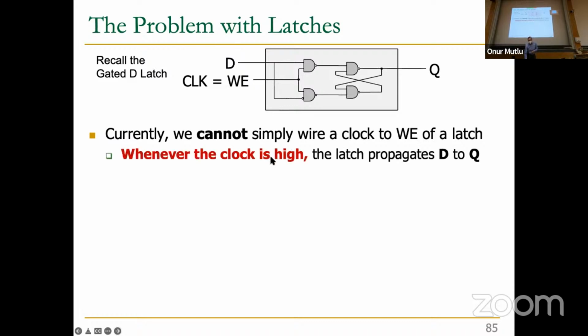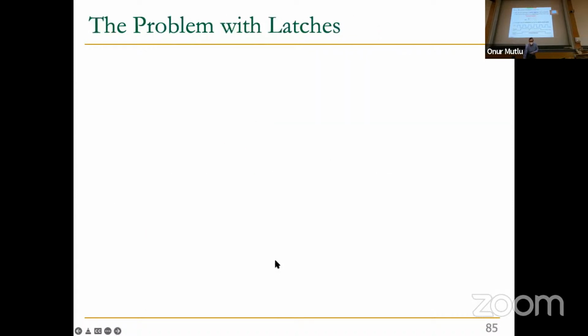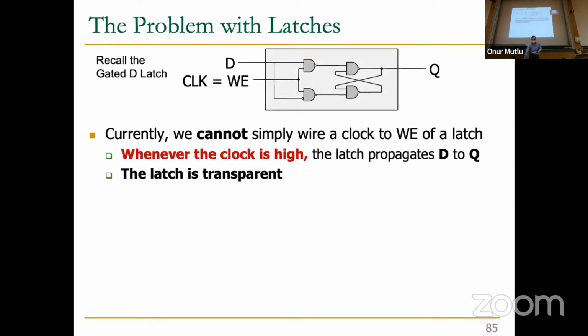But whenever the clock is high, the latch propagates D to Q, meaning whenever the clock is 1, write enable is 1, Q becomes D. This is not what we want, clearly, right? Because we don't want that behavior. If you go back to this picture, whenever the clock is high, we don't want the register input to propagate to the register output. So this should not be latched. But the gated latch is exactly latching that one. So clearly the gated D latch is not working for us. This is also called the latch being transparent, meaning whenever the clock is high, it's transparently propagating the value at its input to its output.